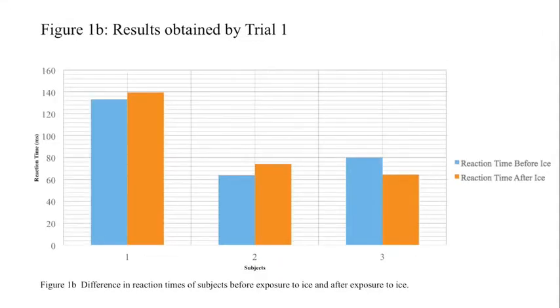Here in Figure 1B, we're showing the reaction time before and after the ice. Again, blue represents before ice and orange represents after ice, and subject 1 is the control group. Subject 2 had an increase in reaction time after being exposed to ice, while subject 3 had a decrease after being exposed to the ice.